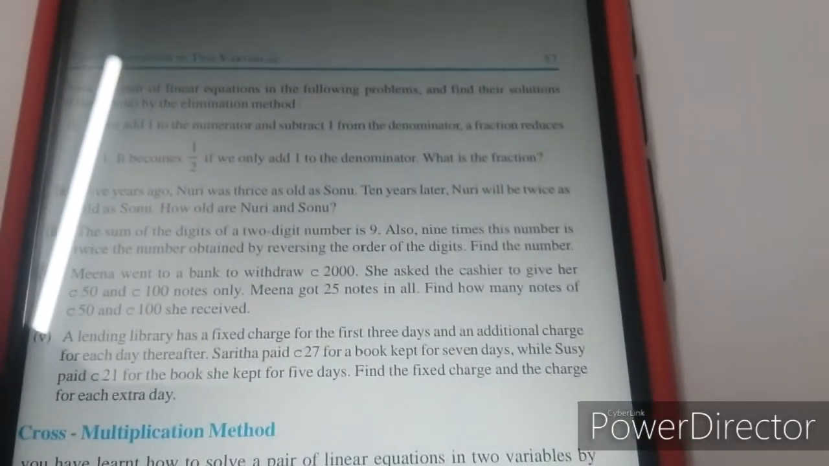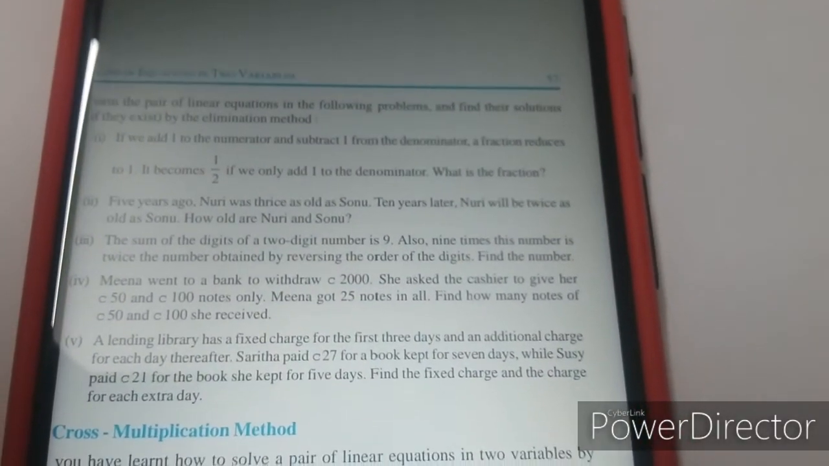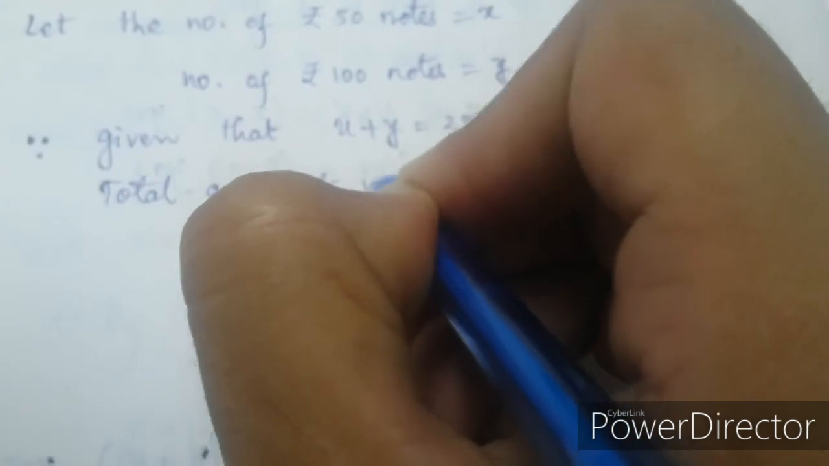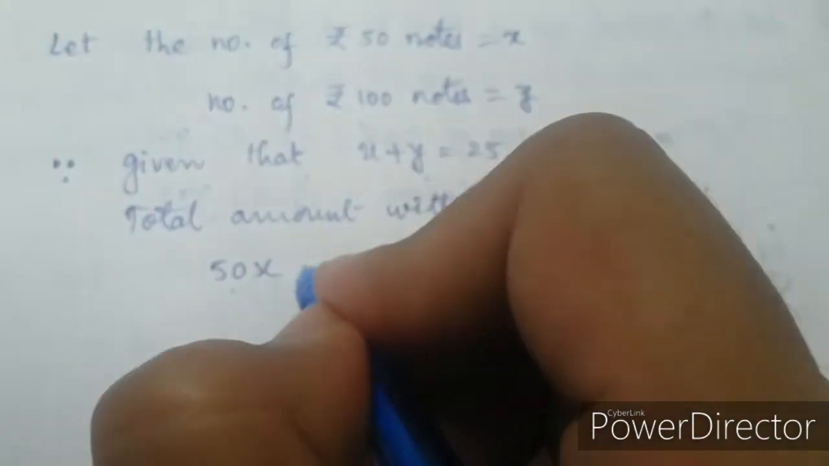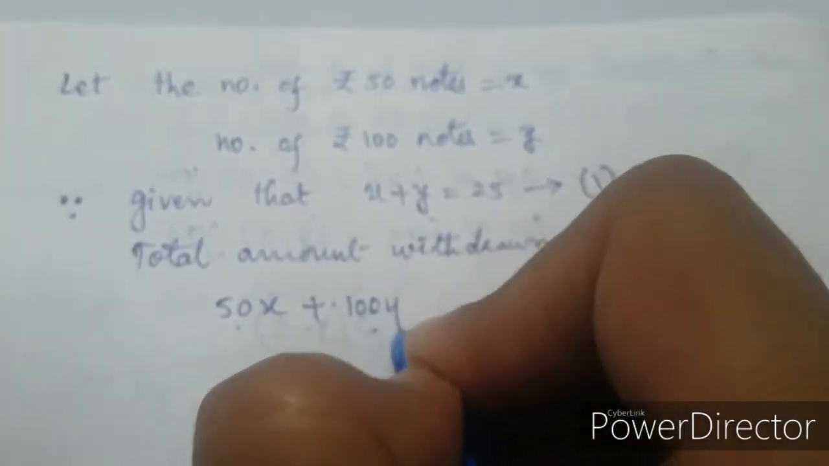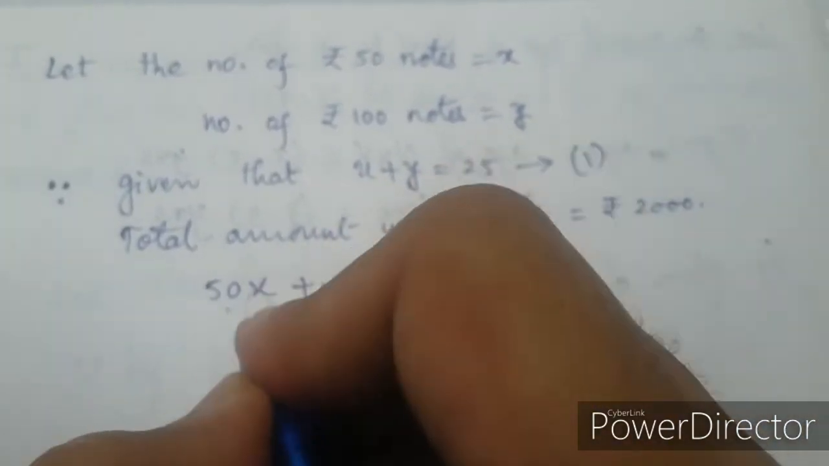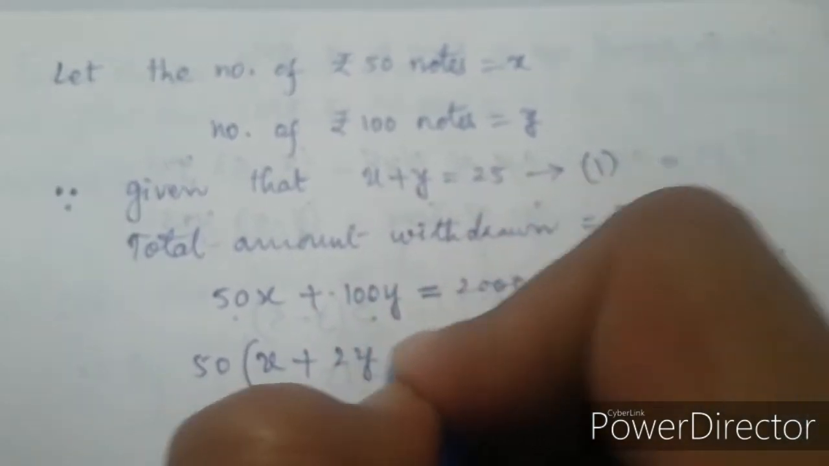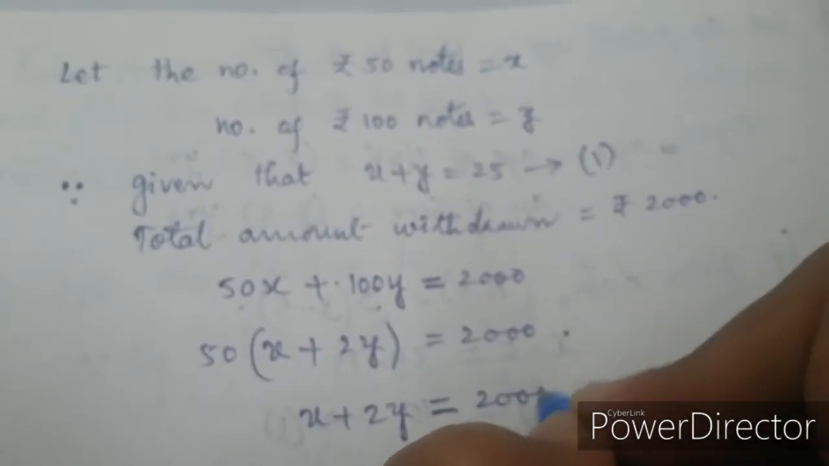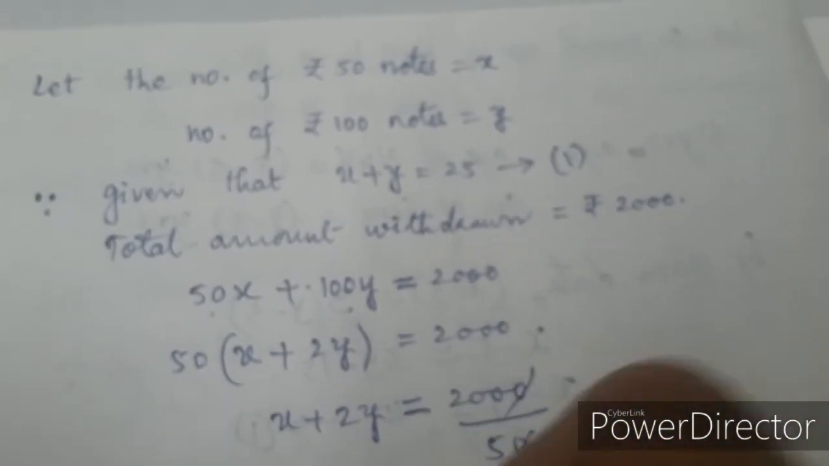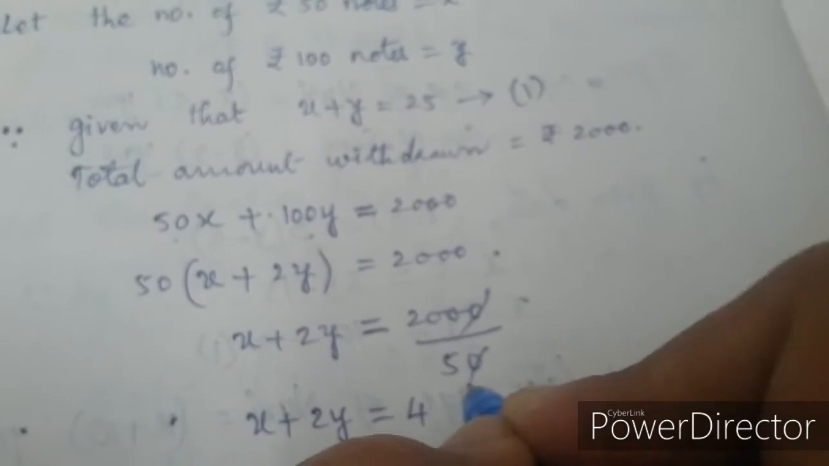And she withdrew 2000 rupees, and she is taking rupees 50 and rupees 100 notes only. Total amount withdrawn is equal to rupees 2000. So X 50 rupees notes plus Y 100 rupees notes is equal to 2000. So 50 into X plus 100 into Y is equal to 2000. X plus 2Y is equal to 2000 by 50. X plus 2Y is equal to 40.